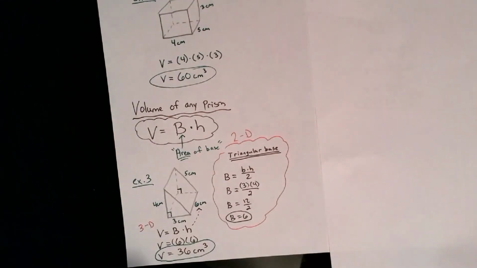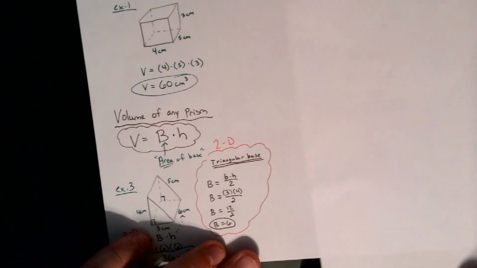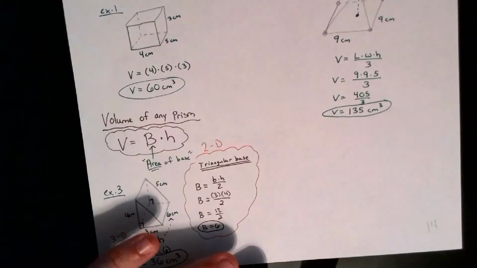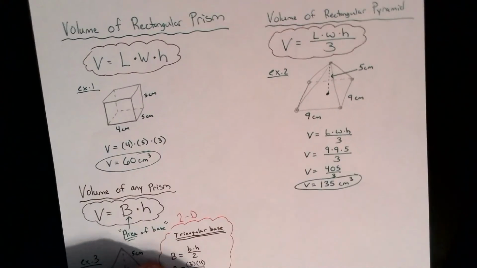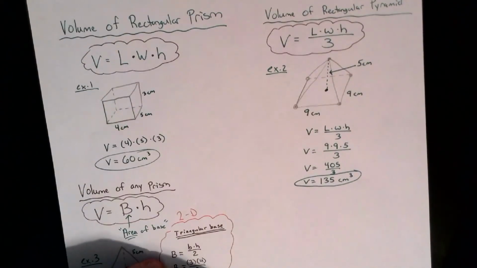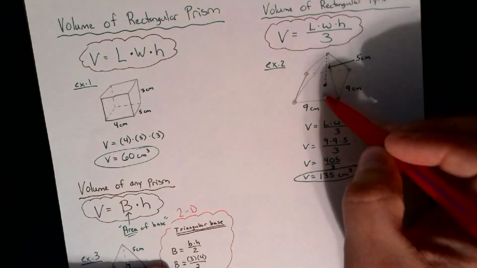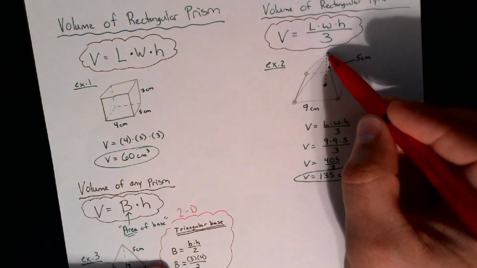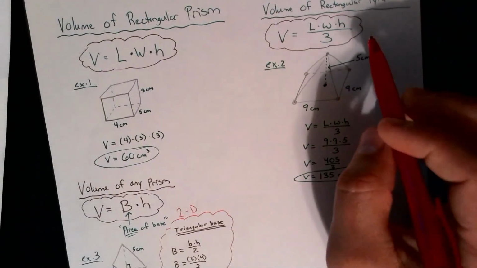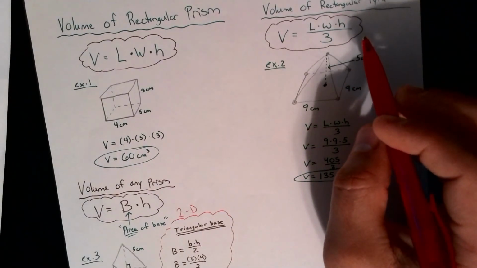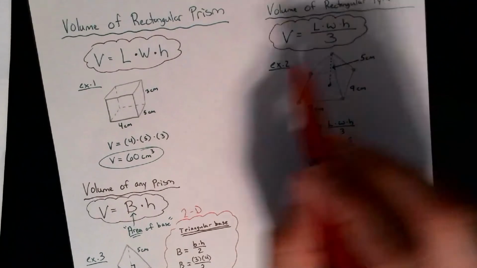All right, and then it turns out, for a pyramid, it's the same formula. It's just divided by 3. It's basically like the pyramid, instead of having another base, goes to a point. It basically takes the volume and cuts it by a third, into a third of what it would be if it was a prism.